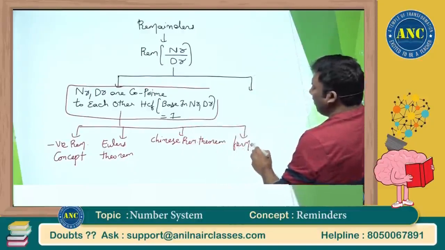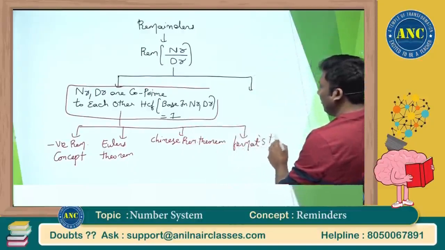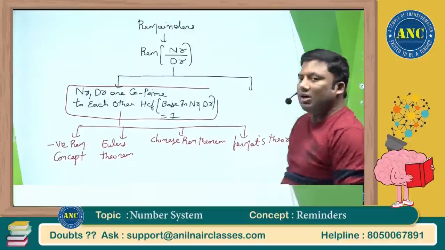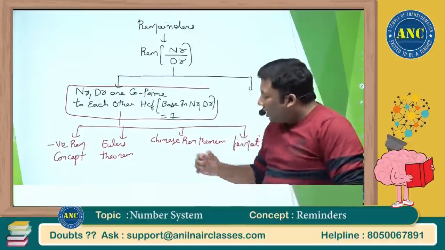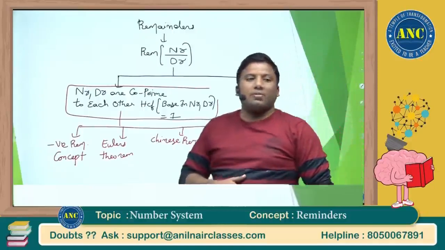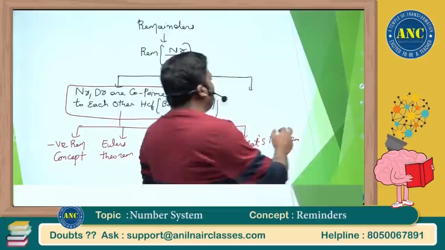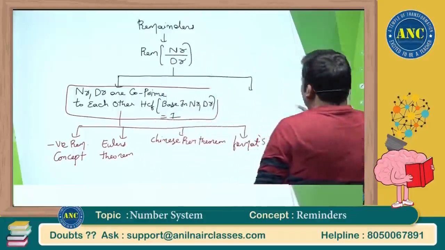Write down in the same way. One is the negative remainder concept. Another is Euler's theorem concept. Chinese remainder theorem concept. And the last one is Fermat's theorem.